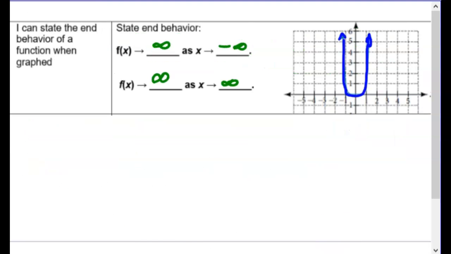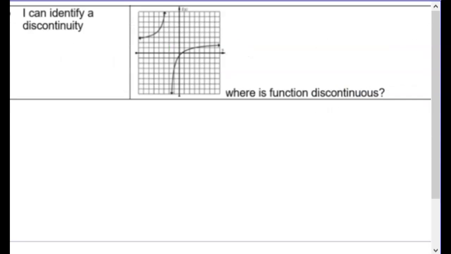What else? Raina, you had a hand up. Yeah, one of them is just like a graph that has a jump or something. What is it asking here, guys? Where is this discontinuous? I don't know. Is it x equals -2 maybe? Okay. And you could just write -2. I don't care.